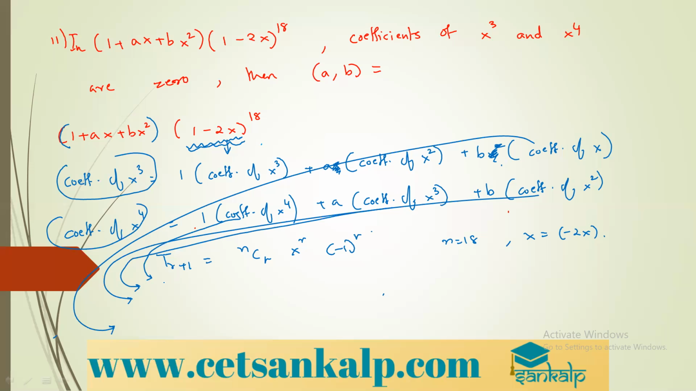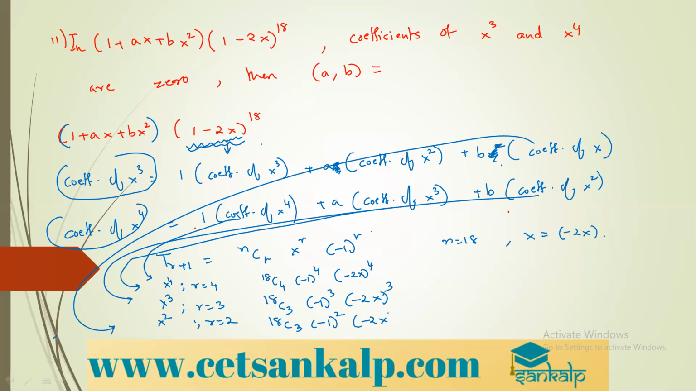So when I want coefficient of x power 4, r will be 4. So I will have 18C4 (minus 1) power 4, (minus 2x) power 4. When I take coefficient of x cube, I will take r as 3: 18C3 (minus 2x) power 3. When I take coefficient of x square, r will be 2: 18C2 (minus 2x) whole square. Lastly, coefficient of x, r will be 1: 18C1 (minus 2x) power 1.